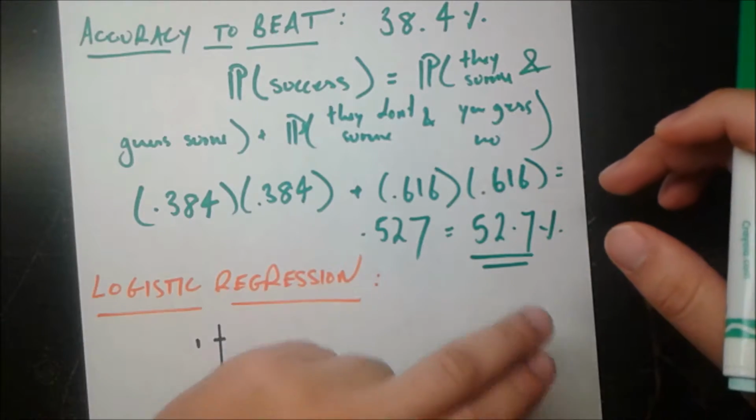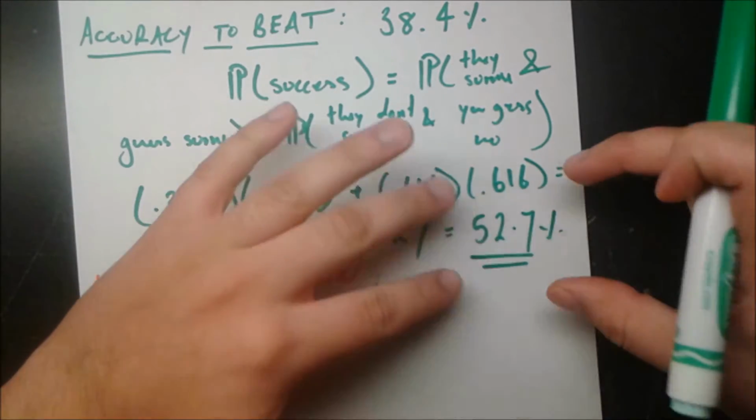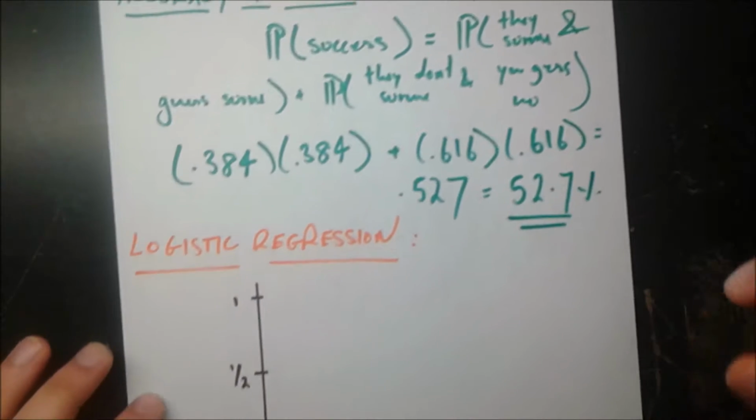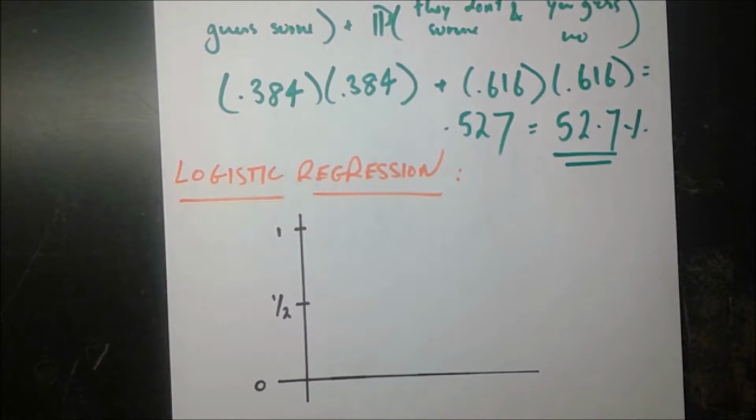So keep in mind that every time we do a regression here, we need to beat this 52.7%, or else that regression is completely wasted. So now let's get into the regressions, which is the point of this video.